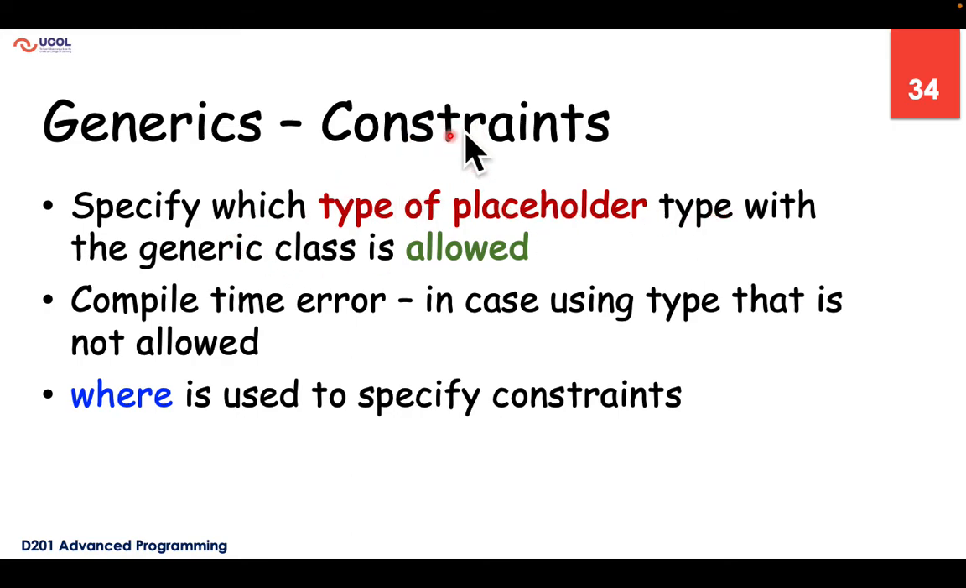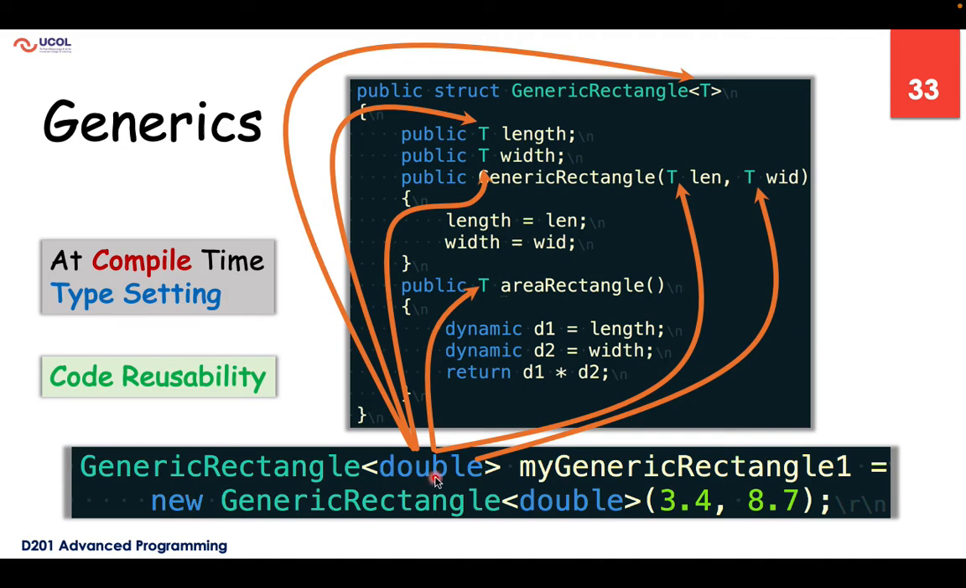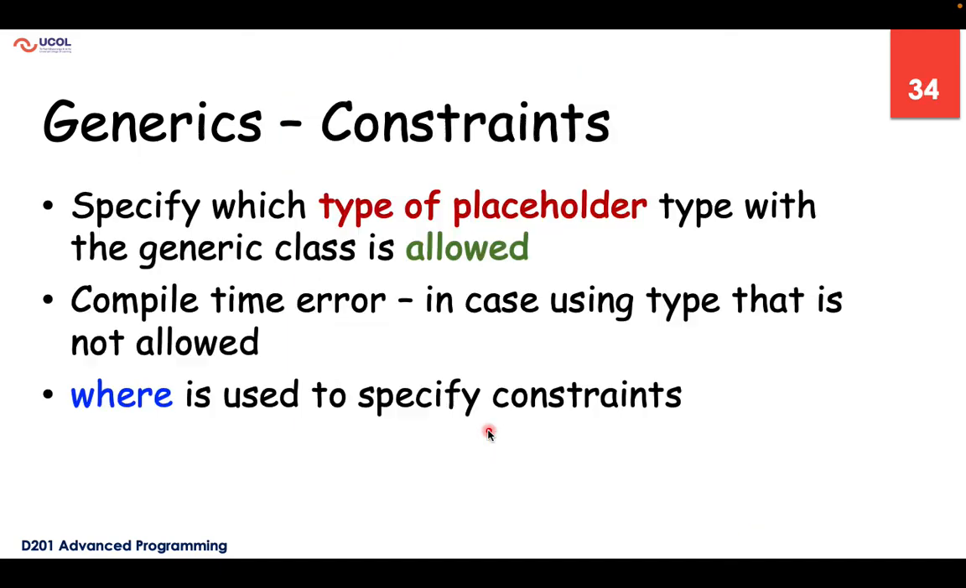We can also put some constraints. Here we don't want to put something like a string. We can only use float, double, short, int, long. We want numeric type values rather than string or character. That's why we can put some constraints. When we are defining that specific class or structure, then we can say where that particular T is, what the possible values of this T could be.